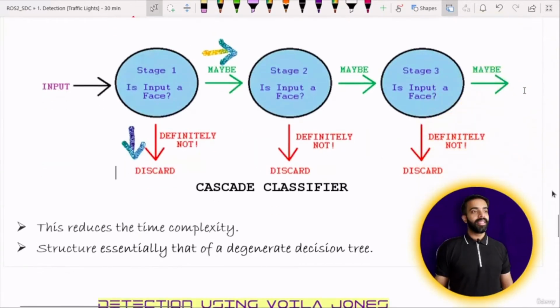This means that the time complexity is reduced because of this method, and structurally, this is essentially the same as, or resembles, that of a degenerate decision tree.